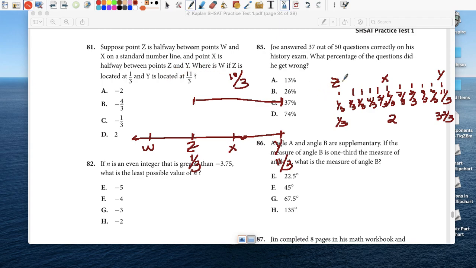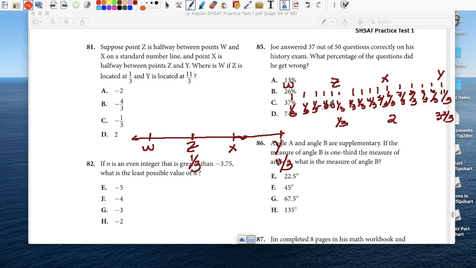Where's point W? So again, point Z is halfway between W and X. So point W, which is on this side, is going to be 1, 2, 3, 4, 5, and this is point W. So if that's 1/3, this is 0, correct? This is negative 1/3, another 1/3, another 1/3, and another 1/3.